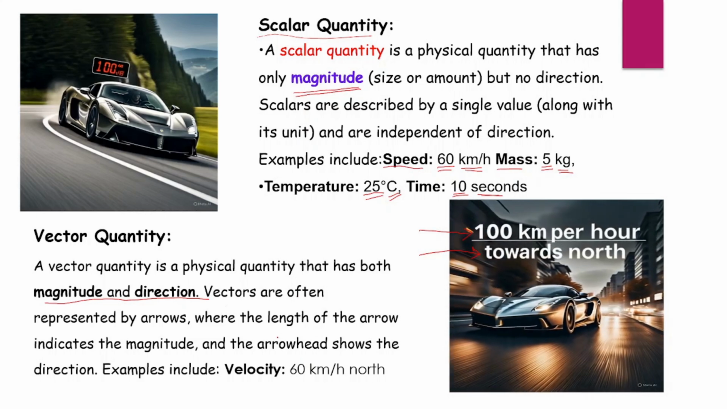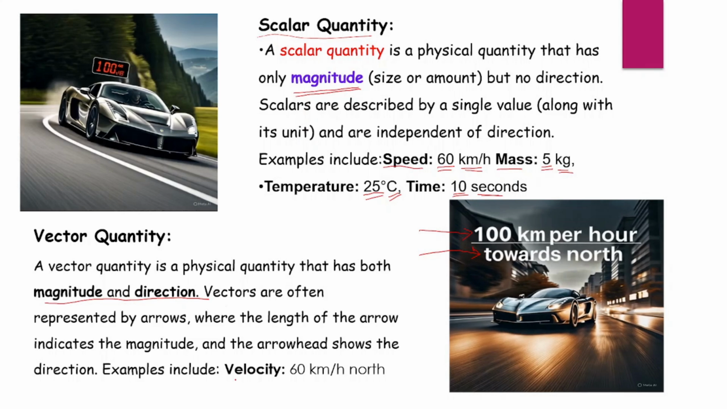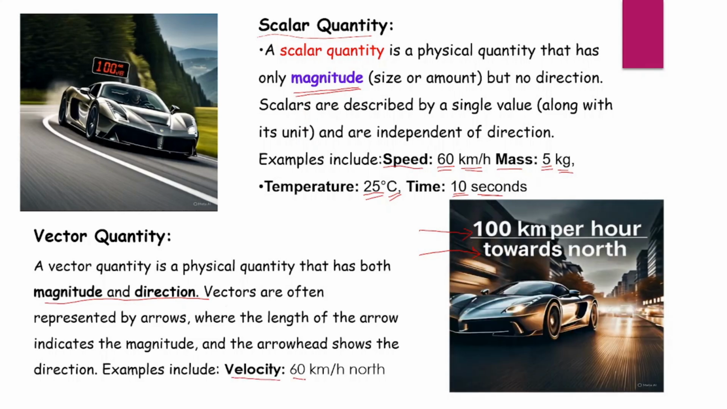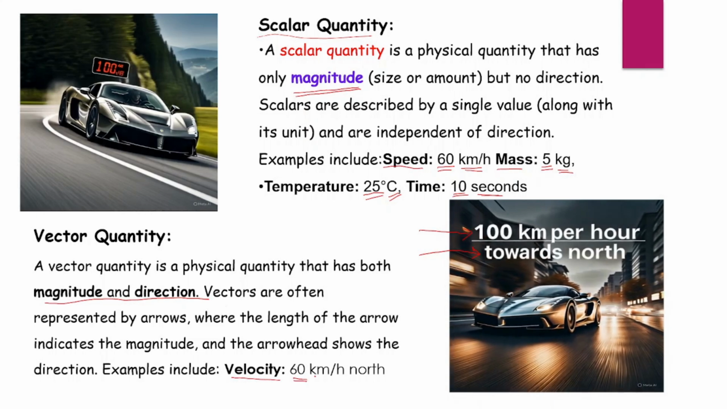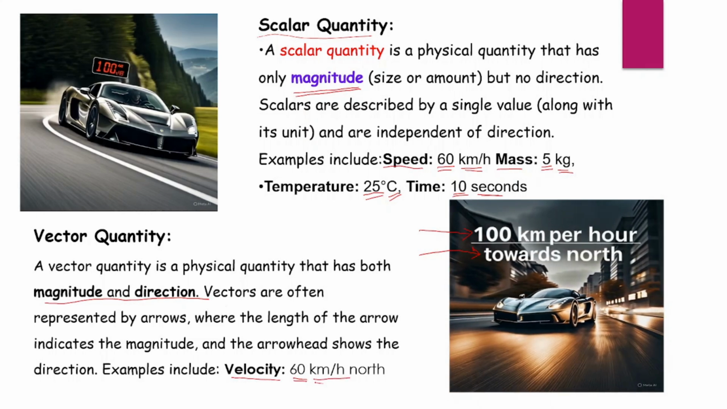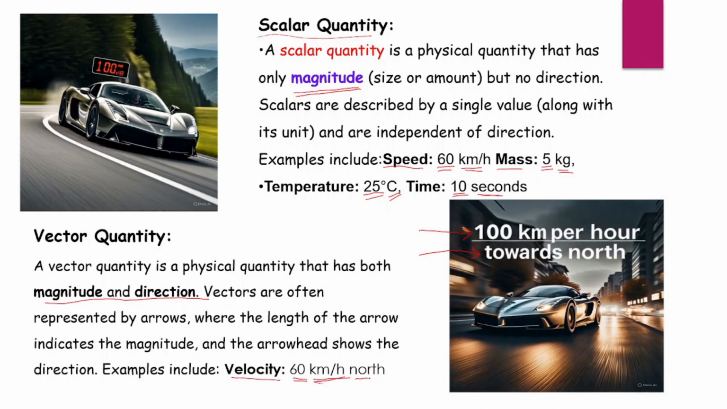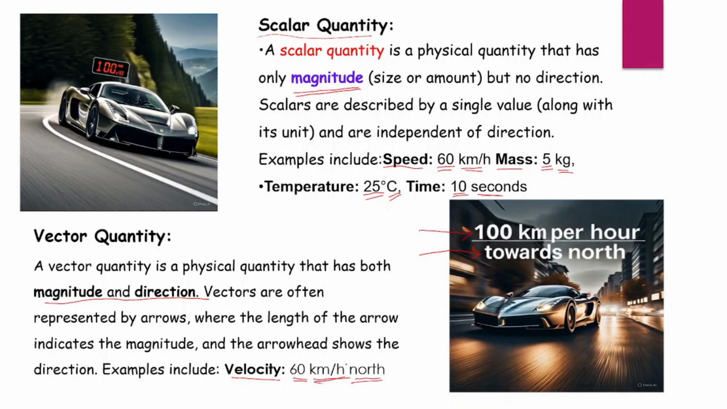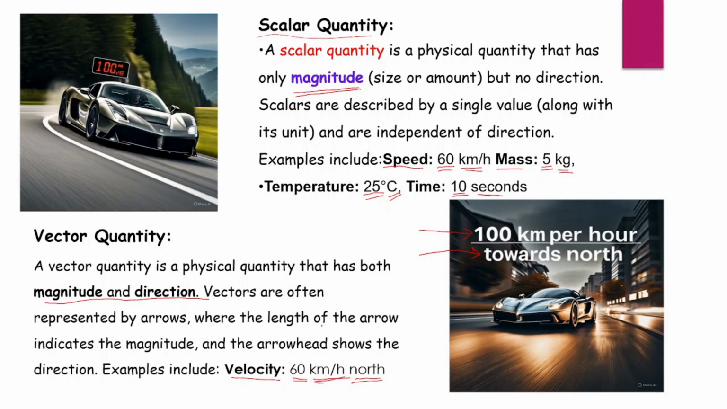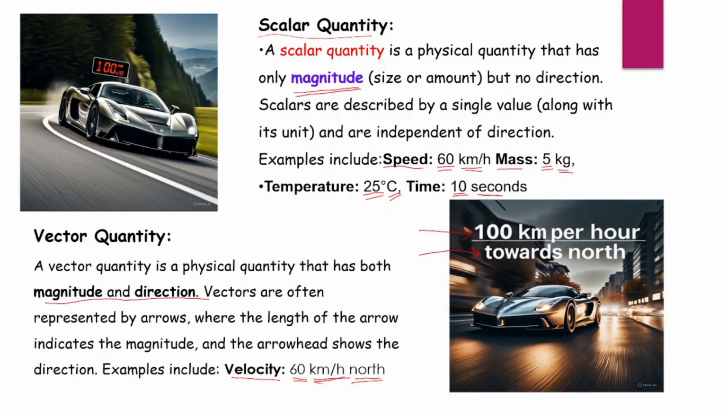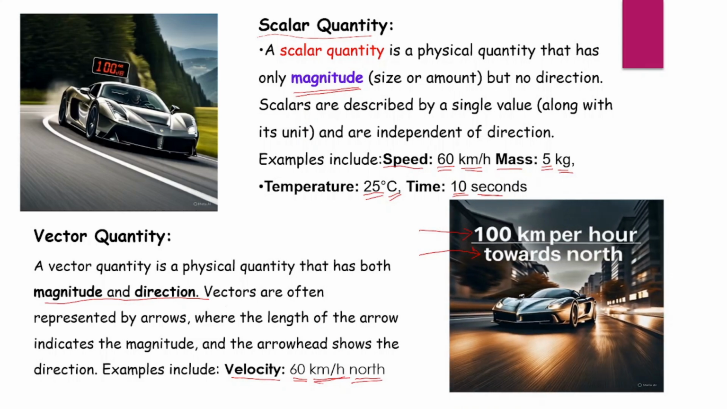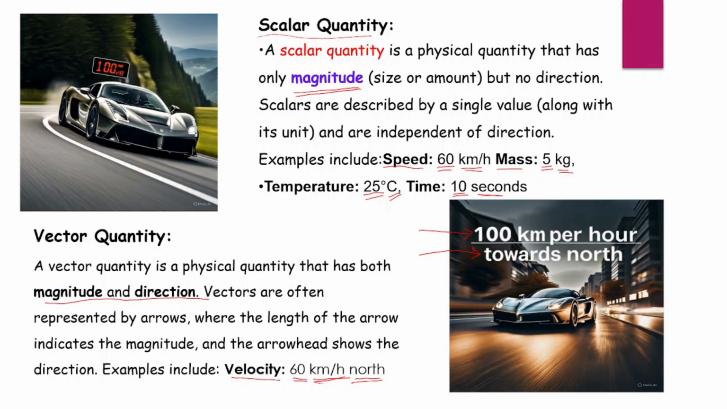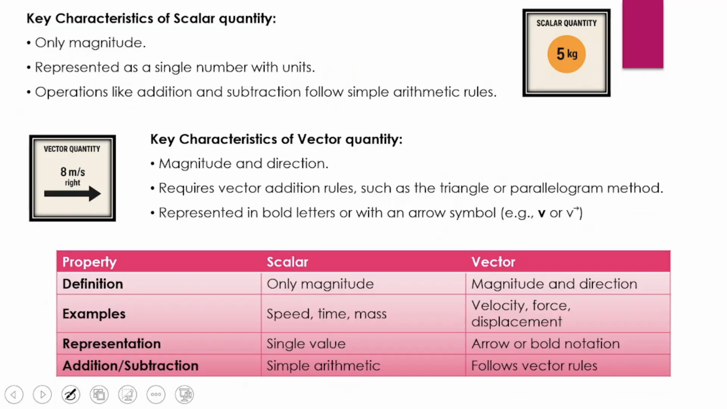You can see here, this example is velocity. We have written the magnitude or the measure, 60 kilometer per hour, the unit, as well as the direction: 60 kilometer per hour north. So a physical quantity which has both direction and magnitude is known as a vector quantity. Examples and definitions we have seen.